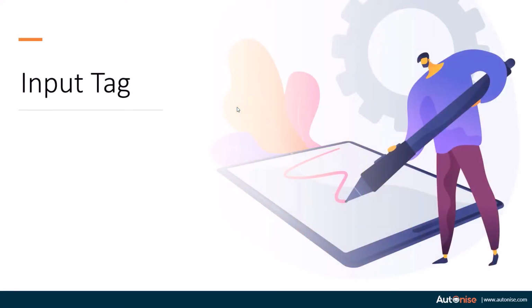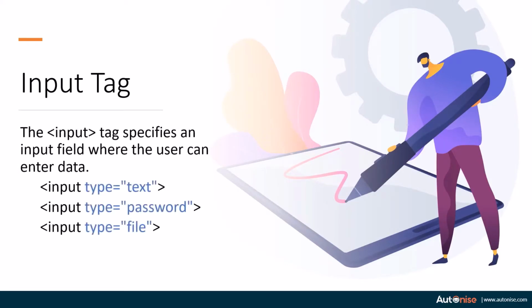So now that the table tag has been done, let's have a look at the input tag. As the name suggests, the input tag specifies an input field where the user can enter data. Now, there are various kinds of data which you might need from a user. It can be text, it can be password, or you might want the user to upload a file or an image. So, there are different kinds of input to do that.